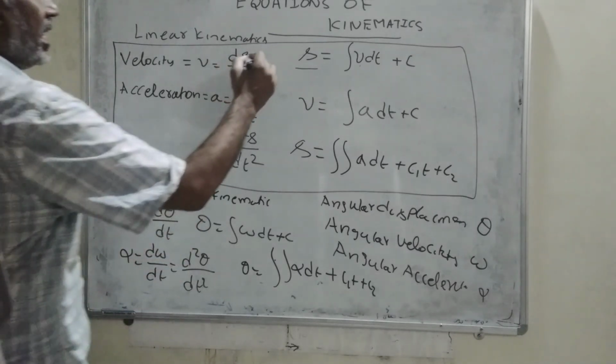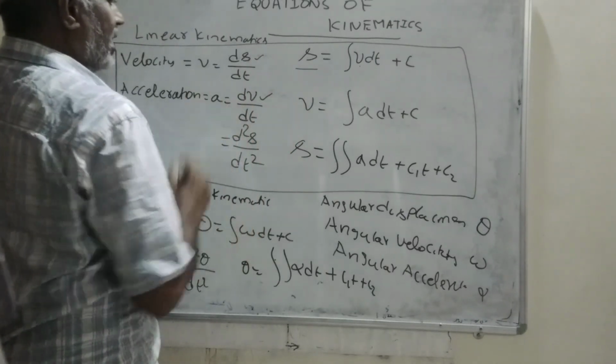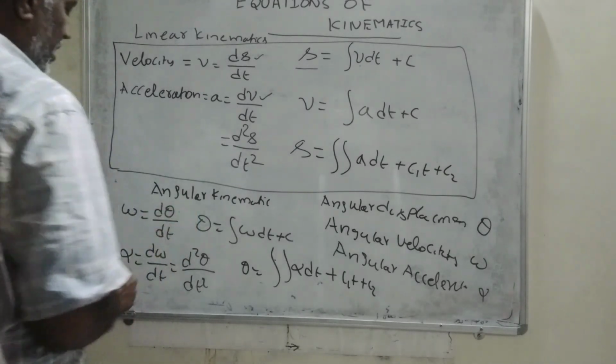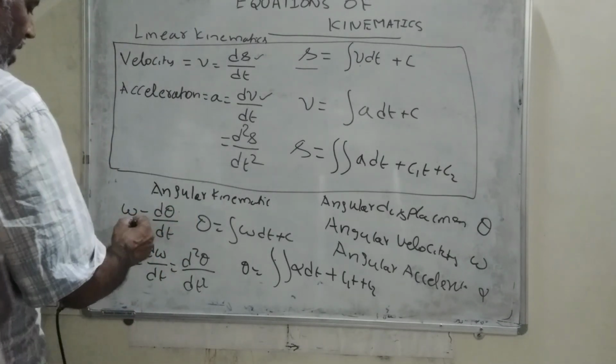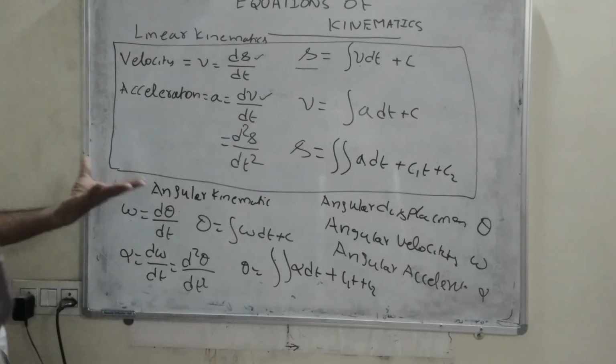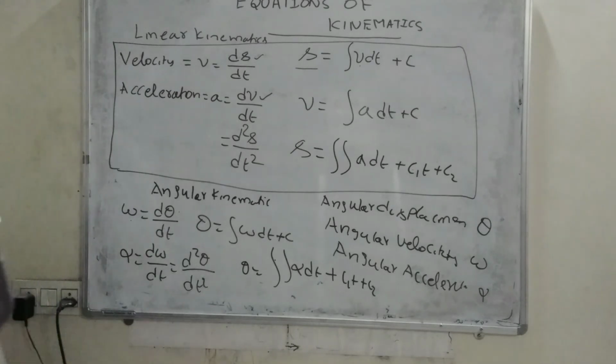So s is a linear displacement, v is a linear velocity, a is linear acceleration, theta is angular displacement, omega is angular velocity, and alpha is angular acceleration. So these are all called equations of kinematics. Now we'll see the graphical representation of these equations.